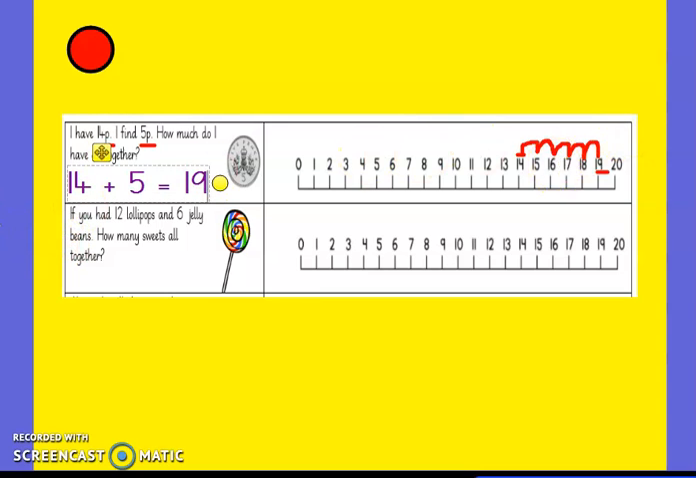So in your book, red group, I'm expecting to see your jumps and I'm expecting to see your number sentence and your answer. Okay, so you need to read it carefully, work out how many you need to add on, and you're always jumping forward.